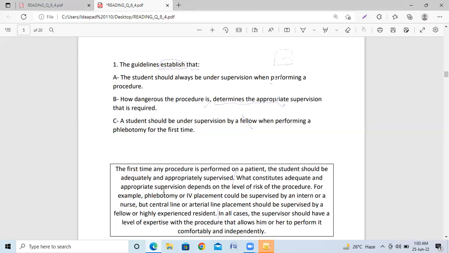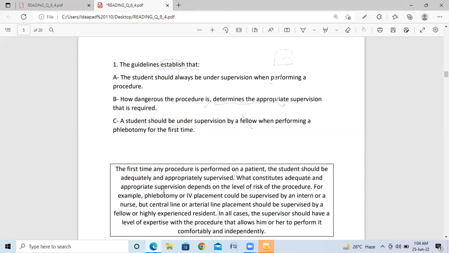Then they have given examples like phlebotomy or IV placement, which can be supervised by an intern or a nurse, which are simple procedures. But they have also given examples of complex procedures, for example, central line or arterial line. For these procedures, a fellow or experienced resident is required. So we have different procedures and different supervision is required for them. Then it says that if a person is supervising any other person, he or she should be able to perform that procedure comfortably and independently.